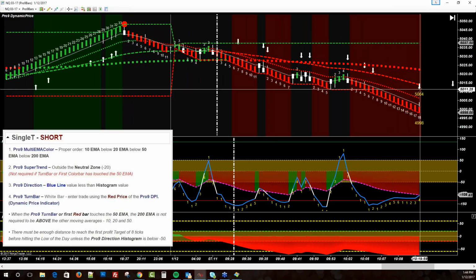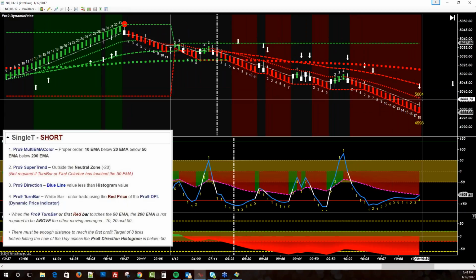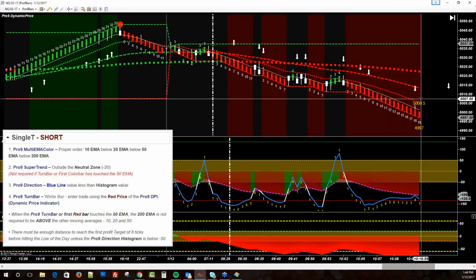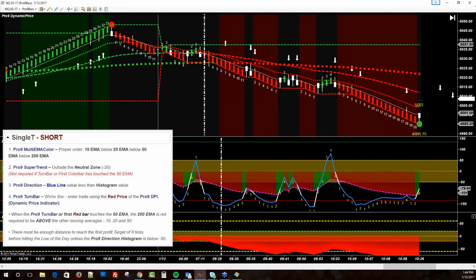And we continue to do that, and now we have a pretty high wick here, but we're going to be able to ride over it because we know that the only thing that's going to stop us out is a turn bar. So we ride right over that one, keep adjusting our stop, and then eventually we get stopped out here. But we were able to take part in a good portion of this run.